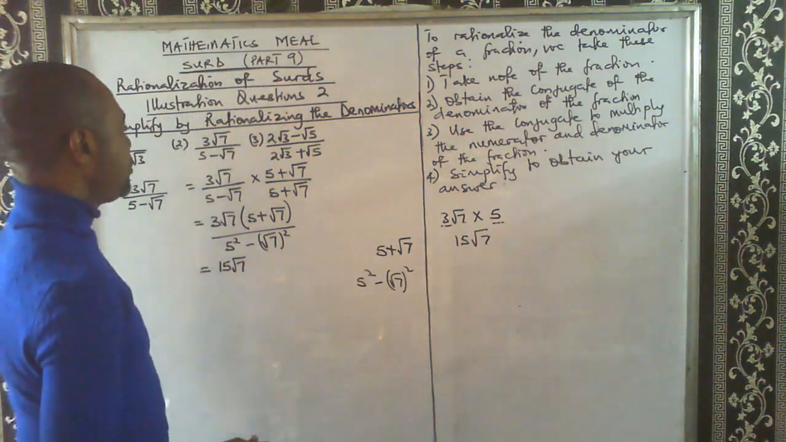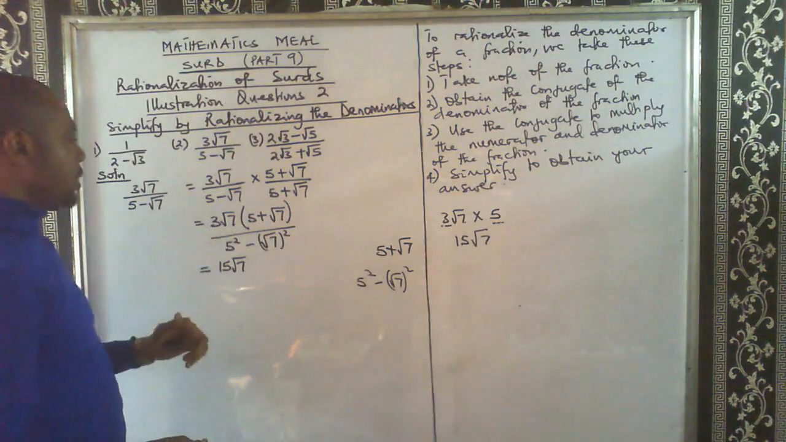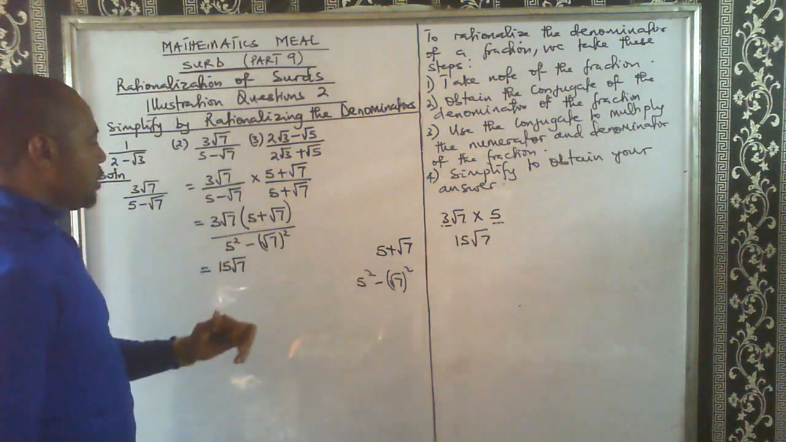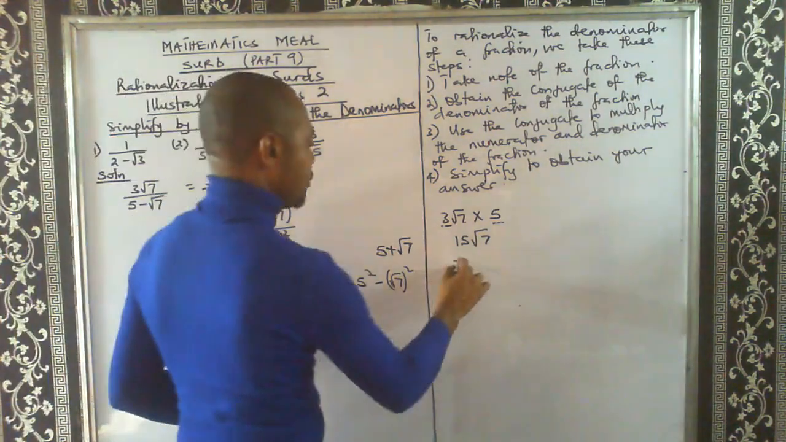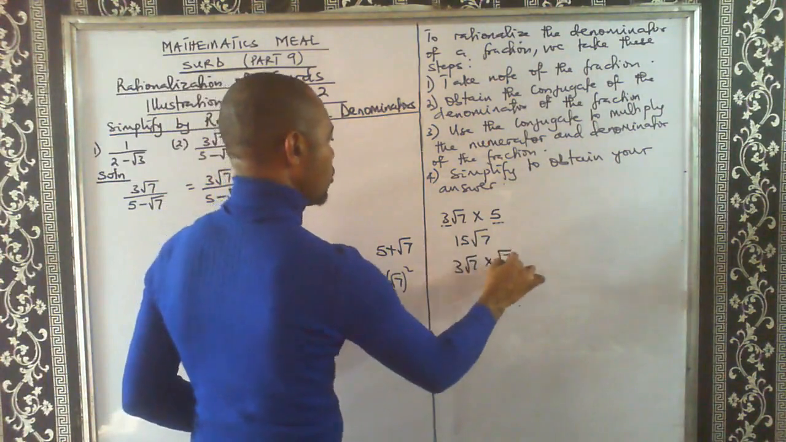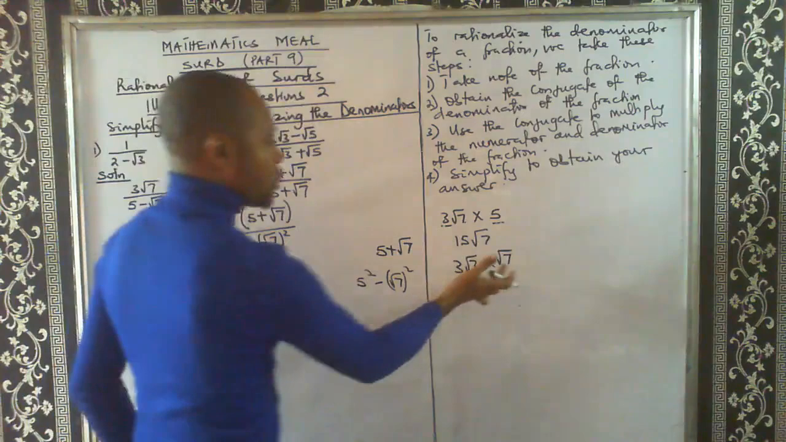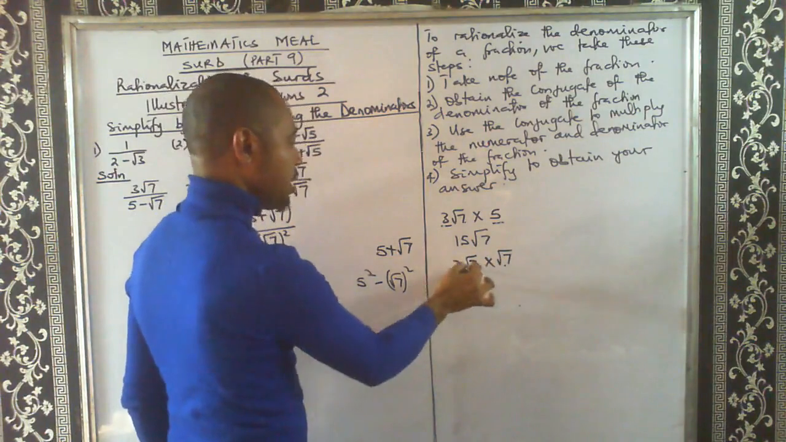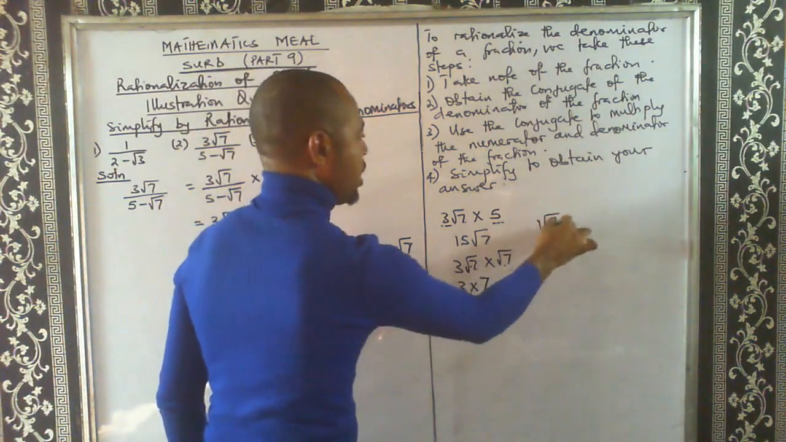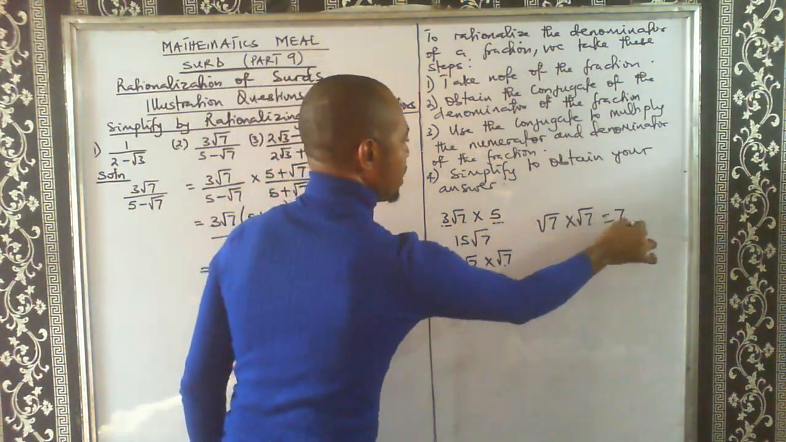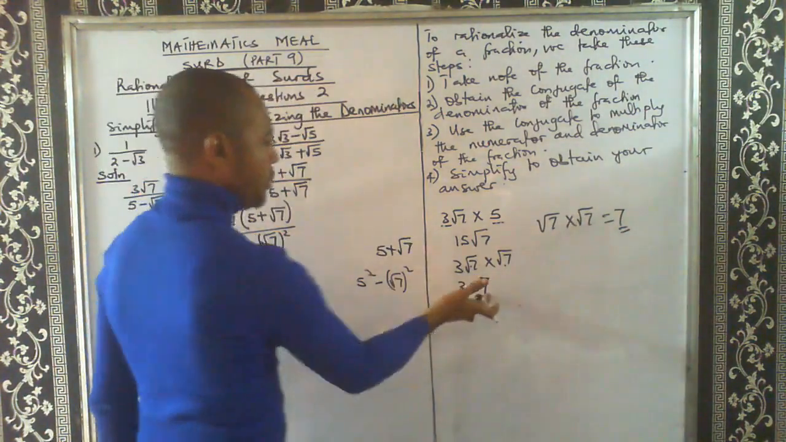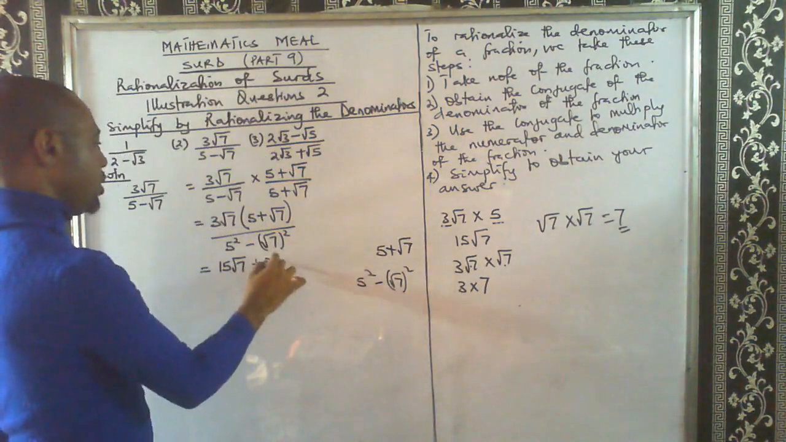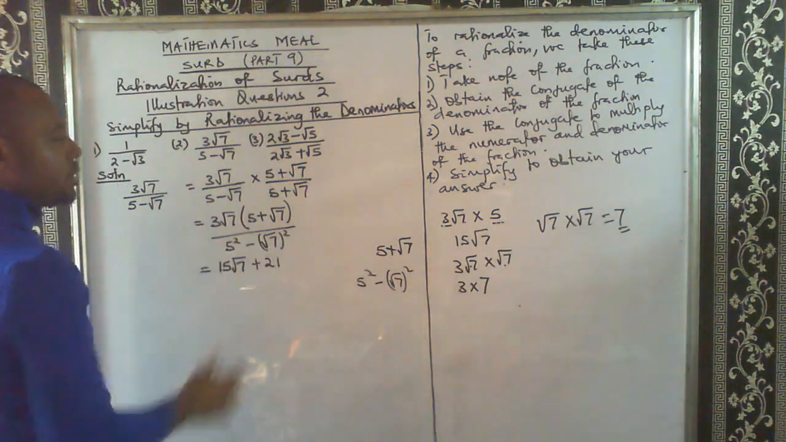Okay, now this times this, that's the next thing we'll do. 3 root 7 times square root of 7. What are we going to have? Square root of 7 can multiply square root of 7 because they are surds. So I have 3 times square root of 7 times square root of 7 is 7. We have said that when a radical multiplies itself, it gives us the number in the radical. So 3 times 7 will give us 21. So I will have plus 21. That's 3 root 7 times this.